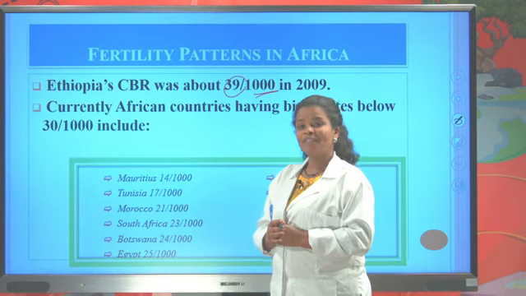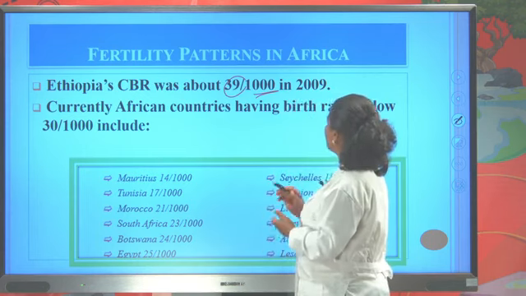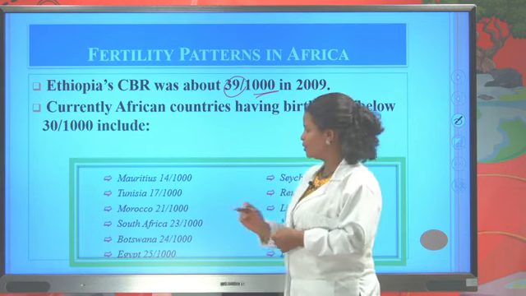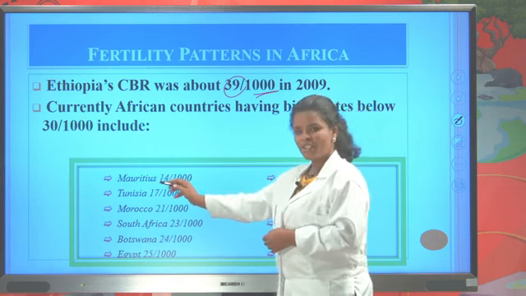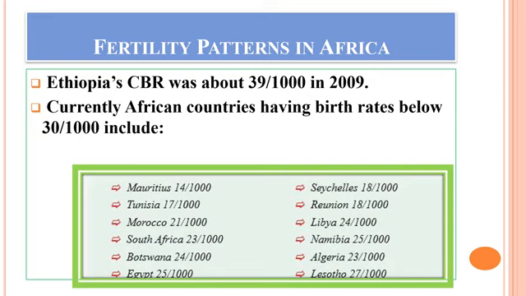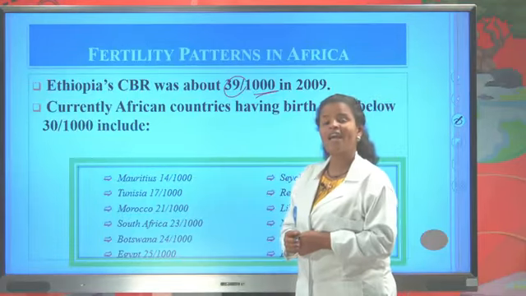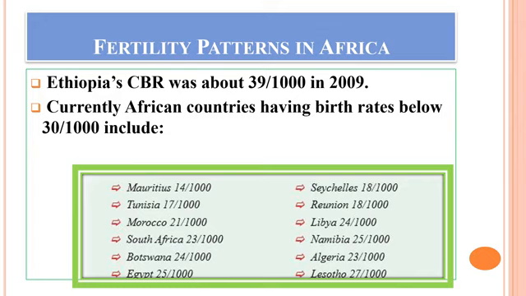Currently, African countries with birth rates below 13 per 1,000 include Mauritius, Tunisia, Morocco, South Africa, Egypt, Seychelles, Reunion, Libya, Namibia, Algeria, and Lesotho. These are countries with crude birth rates below 30 per 1,000.